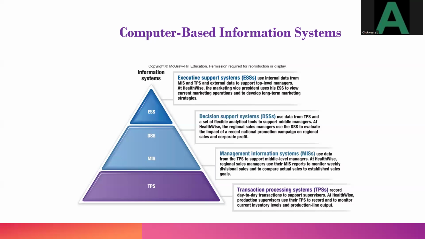The transaction processing system is being used at the level of managers, or the supervisors. This is used to record day-to-day transactions that will help to support managers. And this can be used in a production environment to do what? To record and to monitor the current inventory level and the production line output.